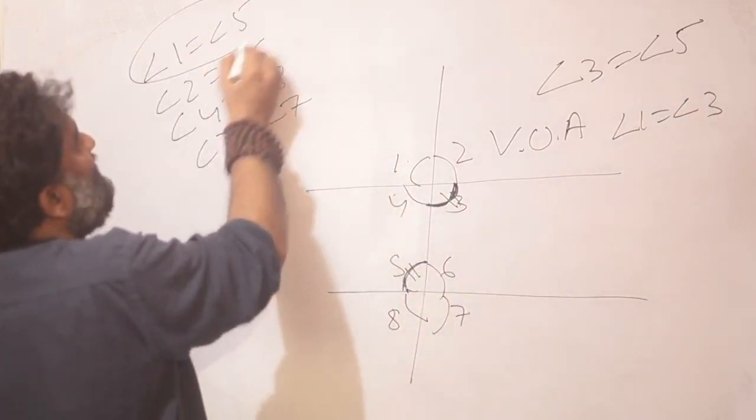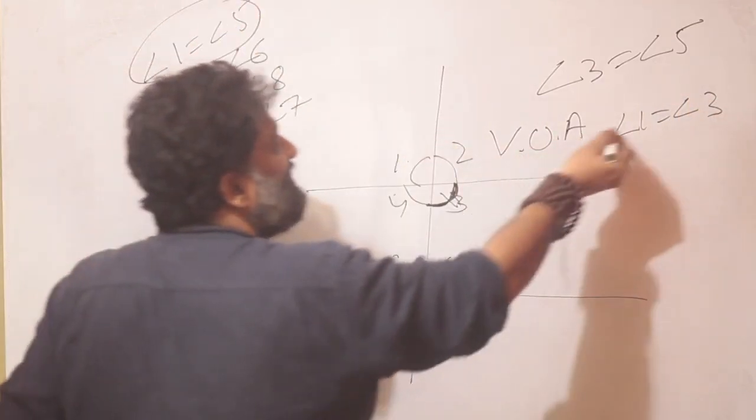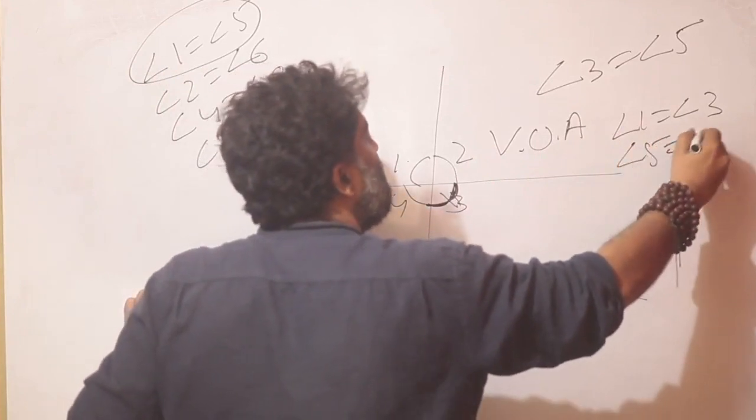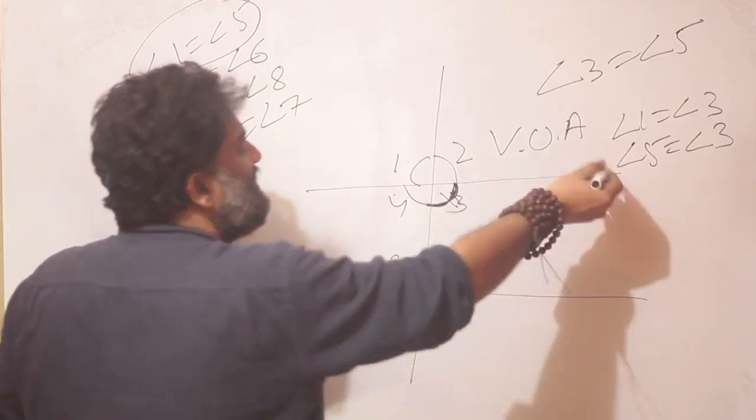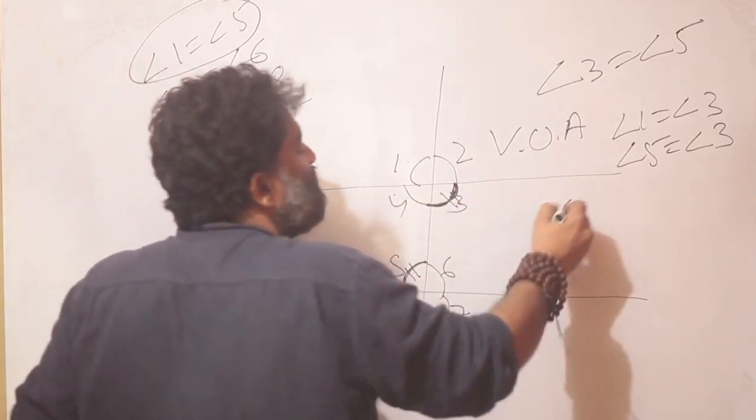And we just looked at angle 1 is also equal to angle 5. So instead of angle 1, I can say angle 5. And therefore, angle 5 is equal to angle 3. Once I know this, pretty much the same process is going to repeat here.